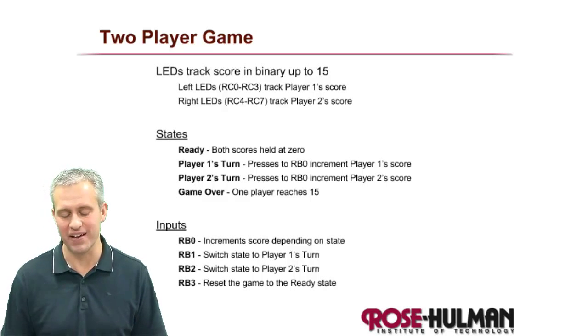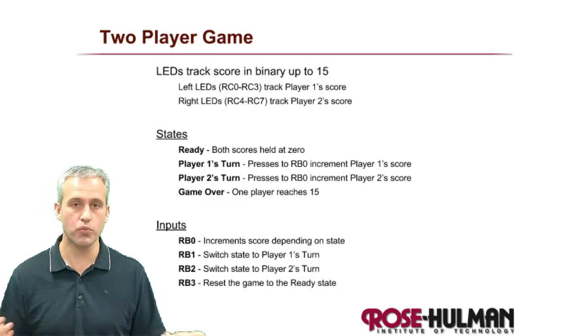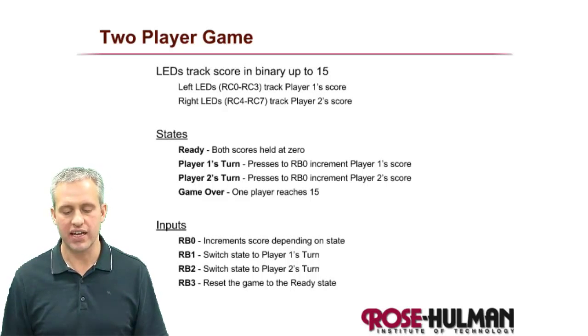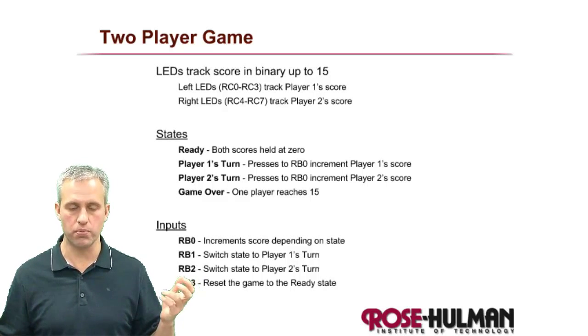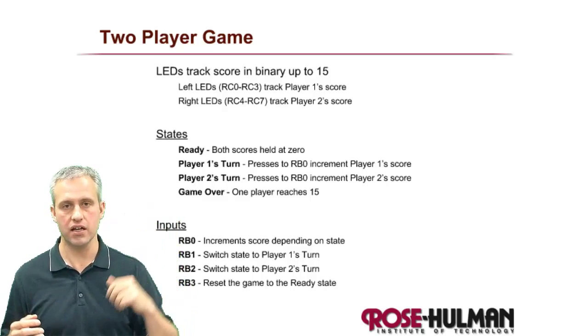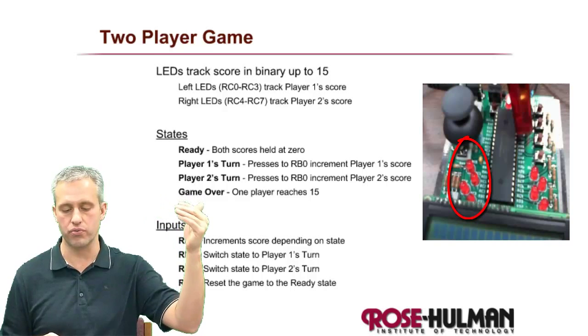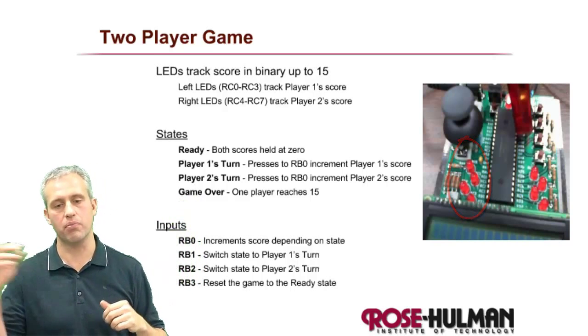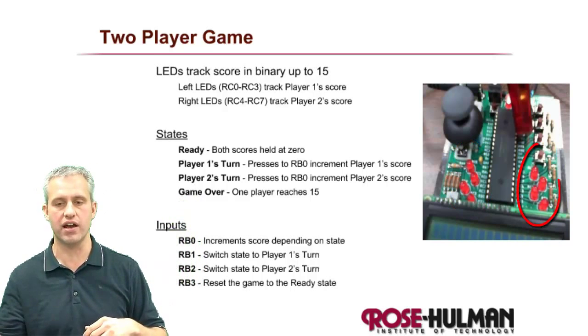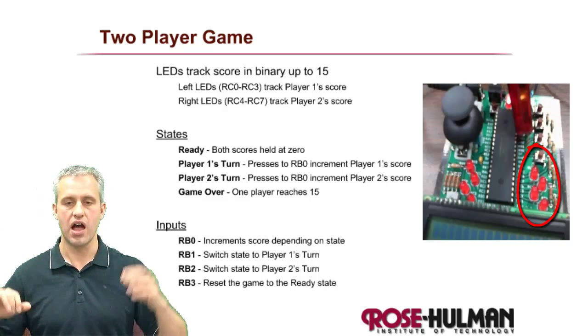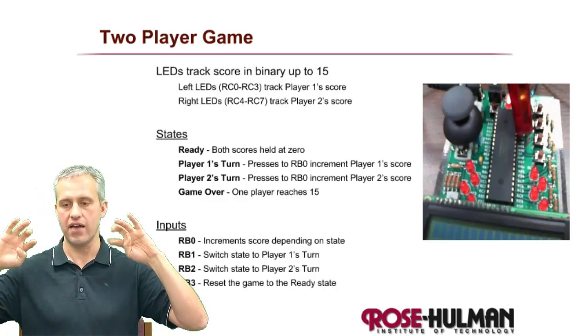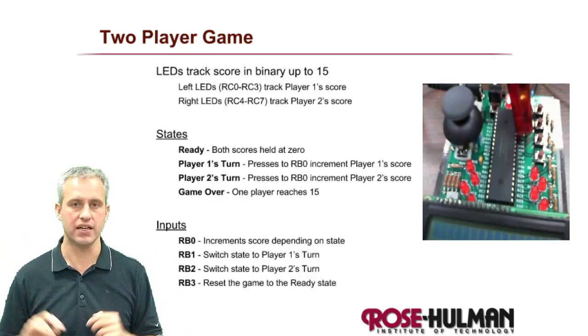The project we're going to pick is going to be simple. It's going to be a two-player game. And we're going to do it on the green board. It's going to keep track of the score for two players up to 15. The first player's score is going to be on the left LEDs, so 0 through 3. And then player 2's score is going to be on the other side, which is 4 through 7. We're going to keep track in binary, and the game's going to be played up till 15.